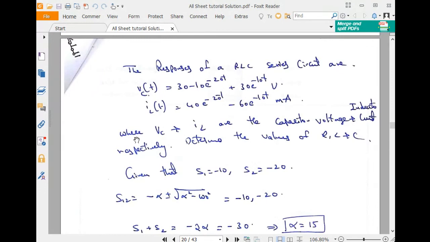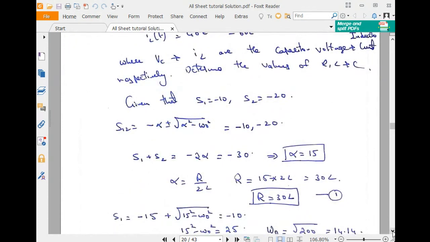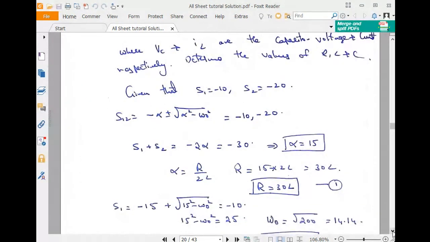And what is the question here? The voltage and current equations are given. Determine the values of R, L and C. This is the question actually. You have to find the values of the RLC series free response.